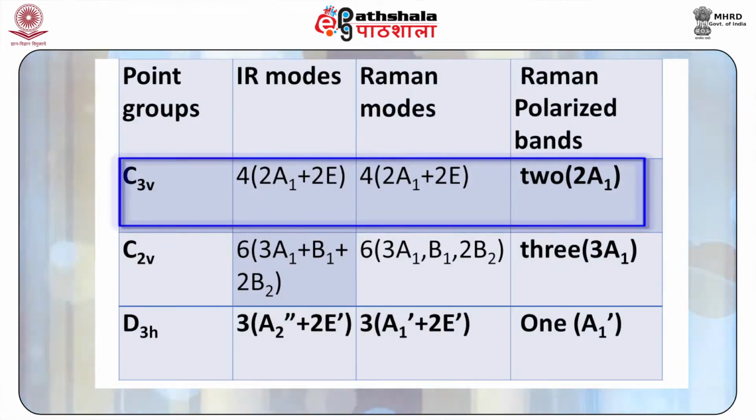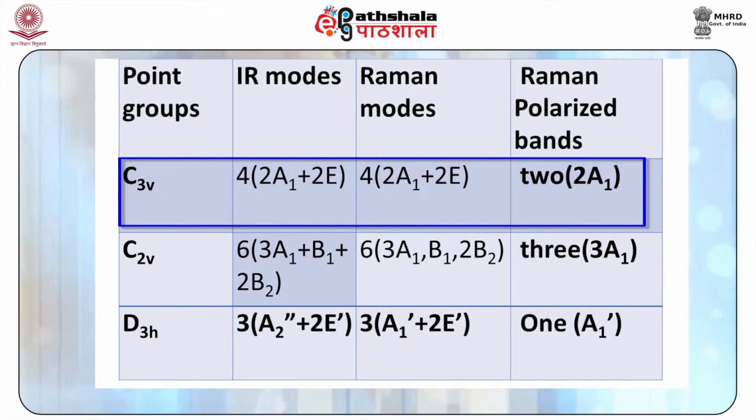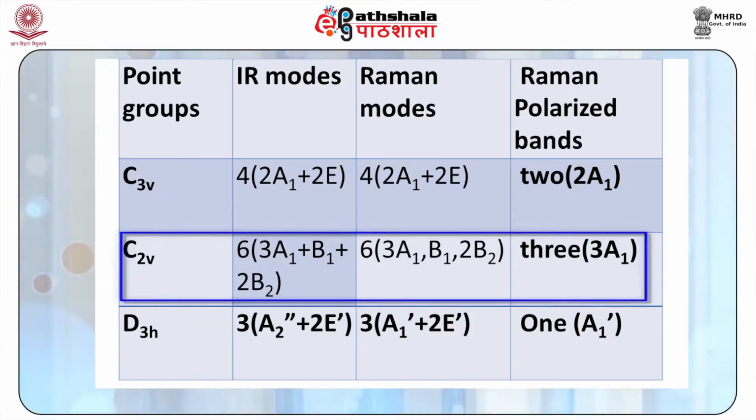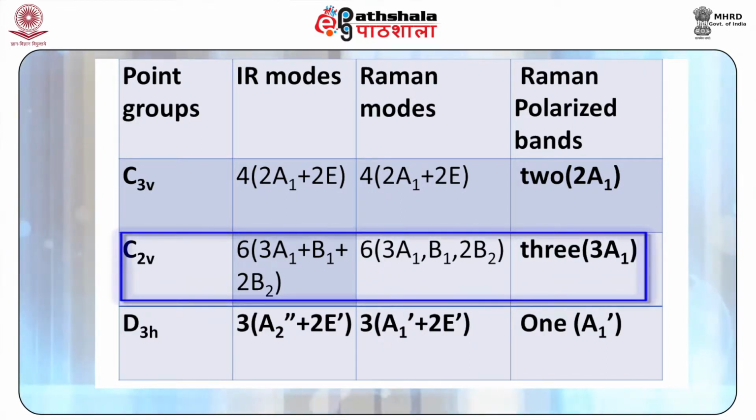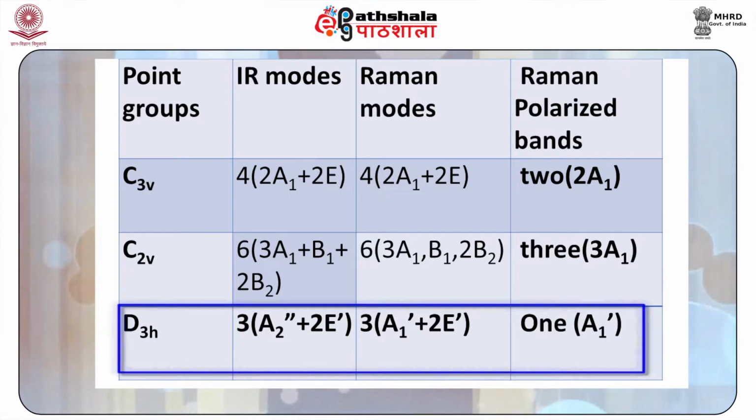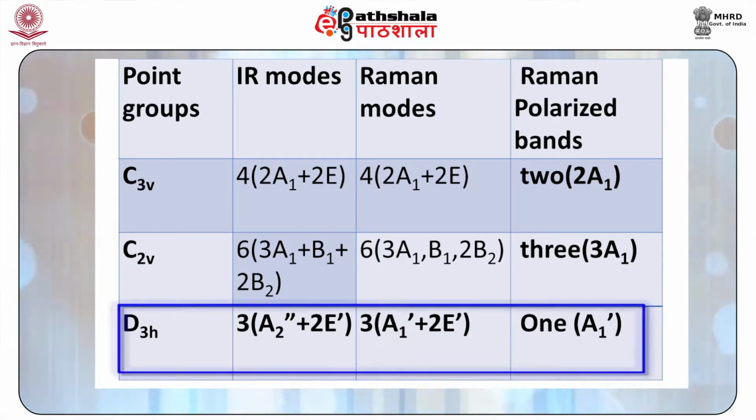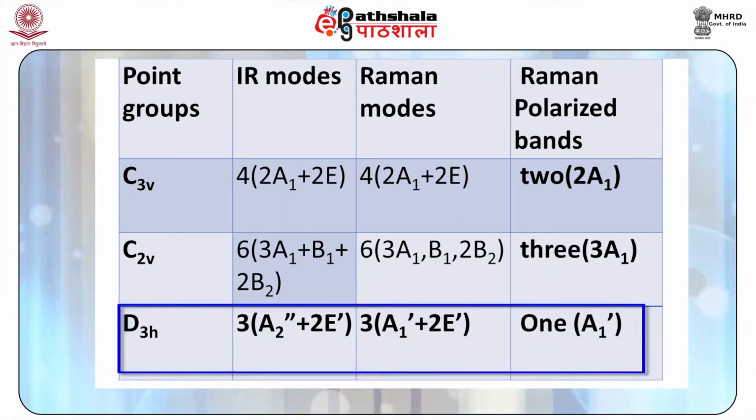For C3V, IR modes are 4, that is 2A1 plus 2E. For Raman modes, again there are 4, 2A1 plus 2E, and two Raman bands are polarized. For C2V, 6 IR modes, 3A1 plus B1 plus 2B2, and 6 Raman modes, 3A1 plus B1 plus 2B2, and 3 are polarized. D3H, 3 IR active, A2 double dash plus 2E dash, and similarly Raman bands 3, A1 dash plus 2E dash, and 1 A1 dash is polarized.